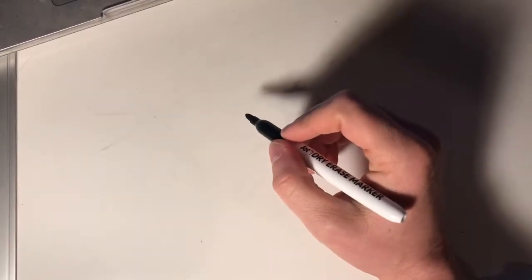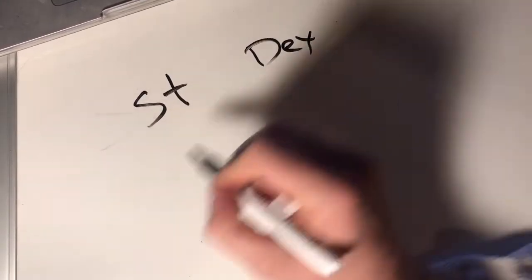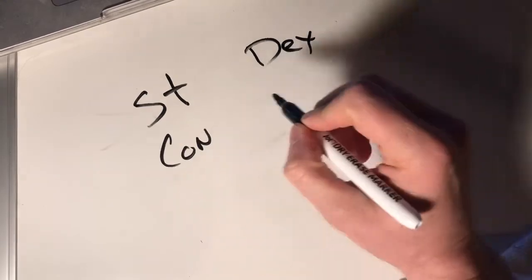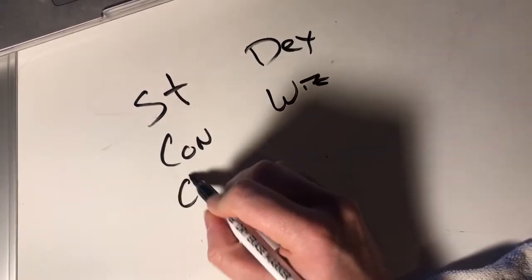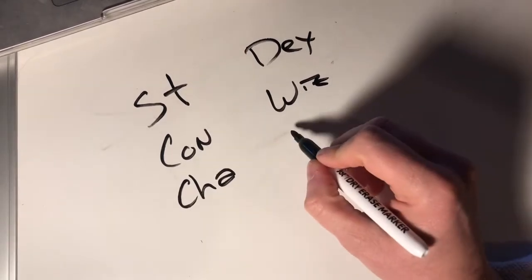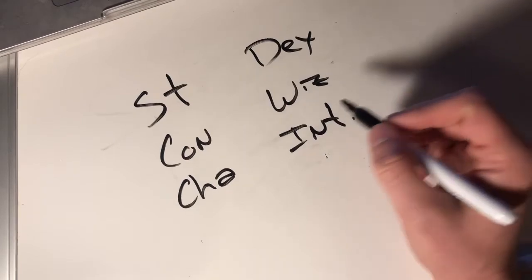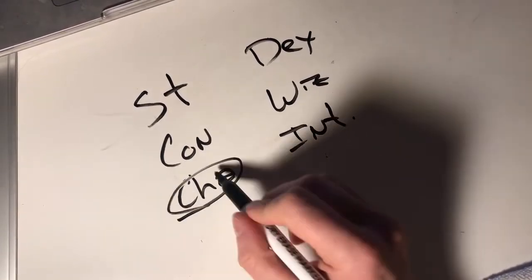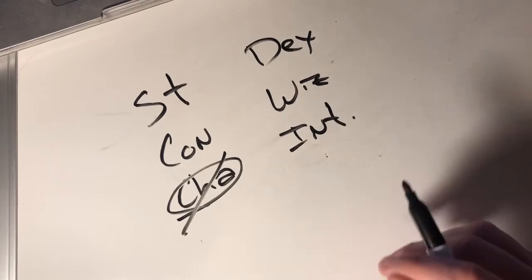And either way, let's get to the meat of the video. So we have strength, dex, con, wisdom, charisma, and intelligence. So charisma is the first thing I drop because charisma is something that I want role played.